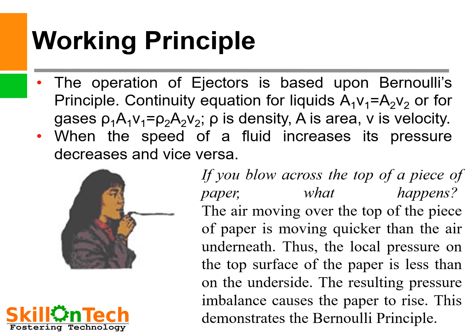Let us see with an example. If you blow across the top of a piece of paper, what happens? The air moving over the top of the piece of paper is moving quicker than the air underneath. Thus, the local pressure on the top surface of the paper is less than on the underside of the paper. The resulting pressure imbalance causes the paper to rise. This demonstrates the Bernoulli principle.